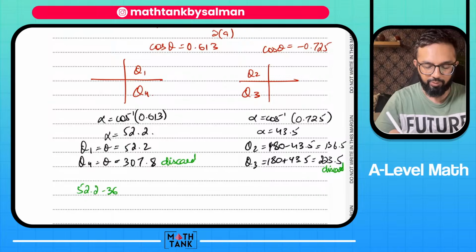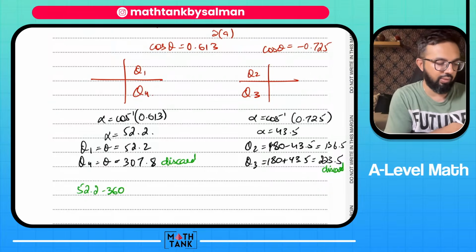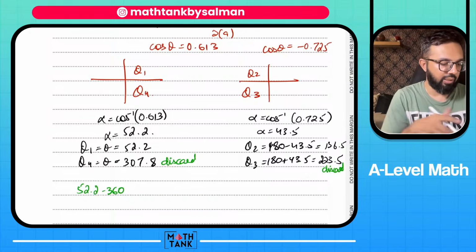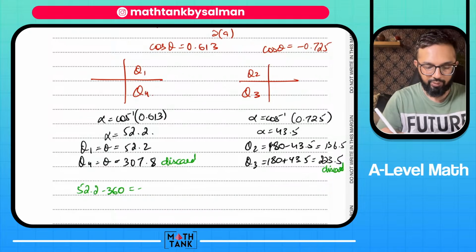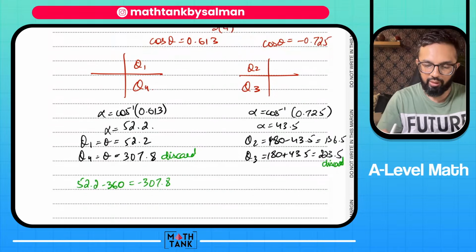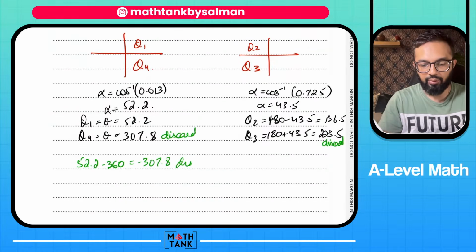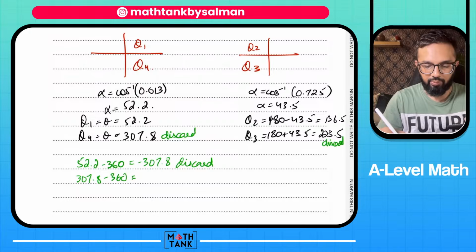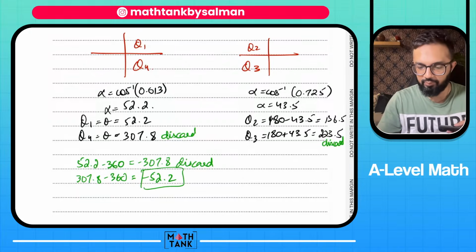So 52.2 minus 360, that gives me minus 307.8. Okay, would that be used? No, that would also be discarded. 307.8 minus 360, that would be minus 52.2. I'm going to keep that as an answer.